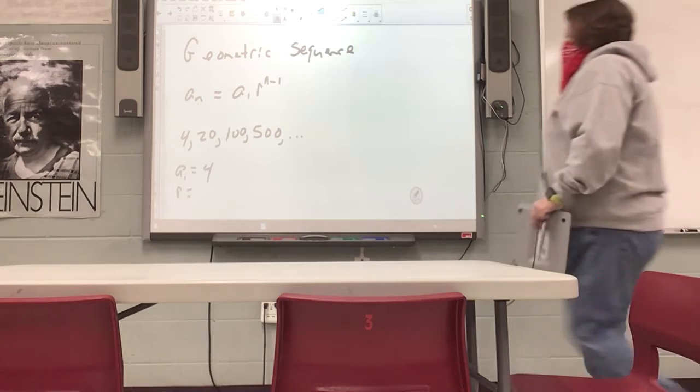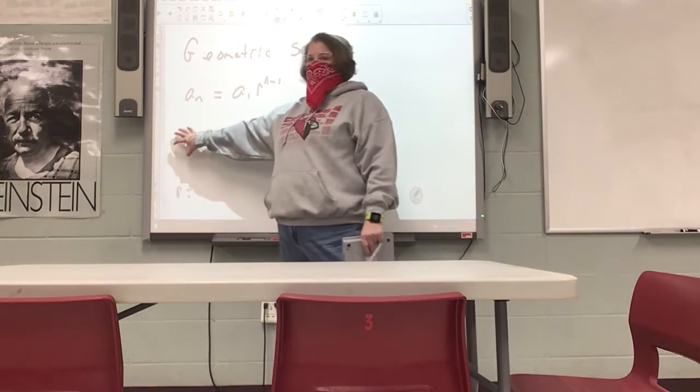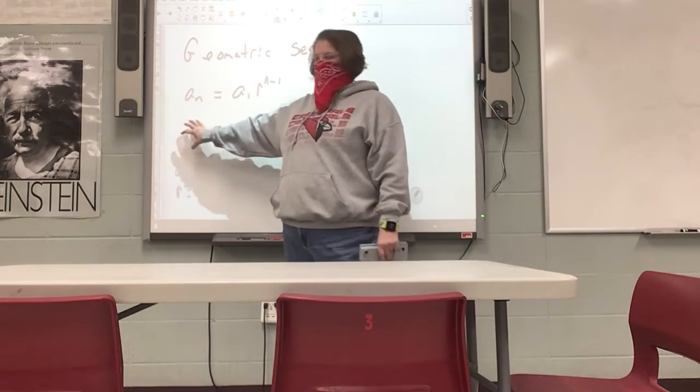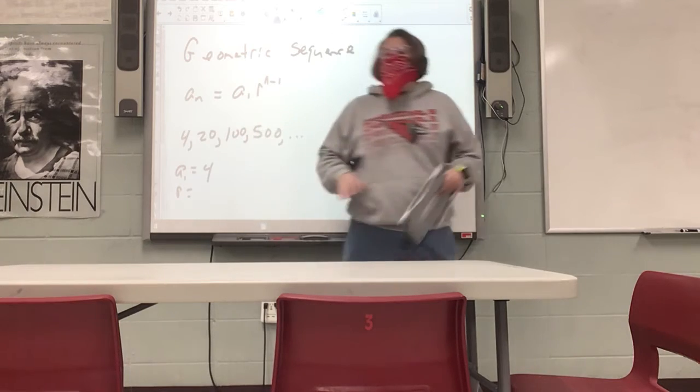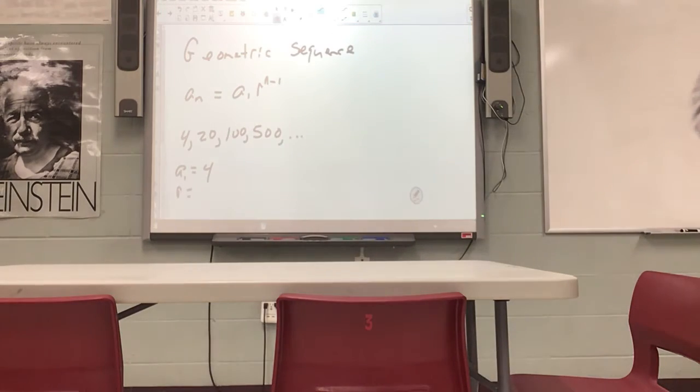5. If I did 20 divided by 4, I get 5. 100 divided by 20 is 5. 500 divided by 100 is 5. So our R is 5. Now to write that in our formula, any term is going to be equal to 4 times 5 to the n minus 1 power. So this won't work if it's not geometric? Correct. It has to be geometric.